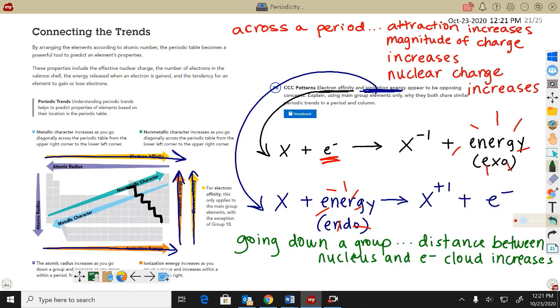The nucleus is a tiny marble in the middle of Lambeau Field. And so, yeah, I put a couple extra protons in the nucleus, but the electron cloud is huge. And so adding 1 energy level, 2 energy levels, 3 energy levels makes a huge difference. Distance is a huge factor going down a group. You're putting more protons in the nucleus, but you're putting the electrons way farther from the nucleus as you add energy levels.